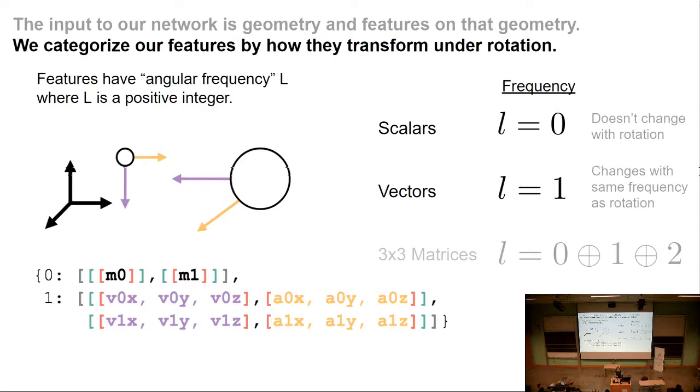So in this case, our masses have angular frequency 0, and then our velocities and accelerations have frequency 1. Any questions about this? Because this is usually the part that's not as intuitive.